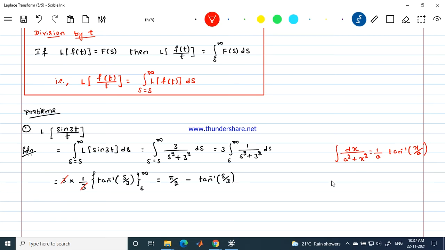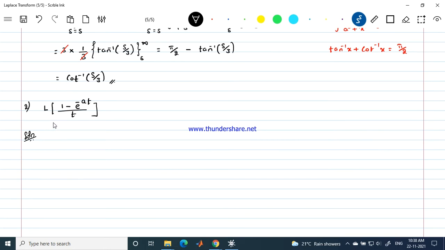Further, we know tan inverse x plus cot inverse x is equal to pi by 2. So I can write my answer as pi by 2 minus tan inverse x, which becomes cot inverse x. So it is cot inverse of s by 3.